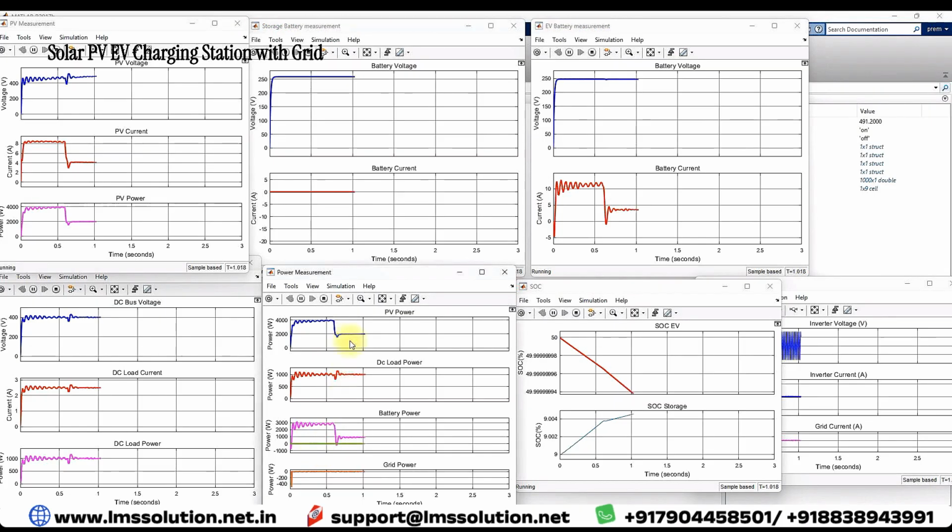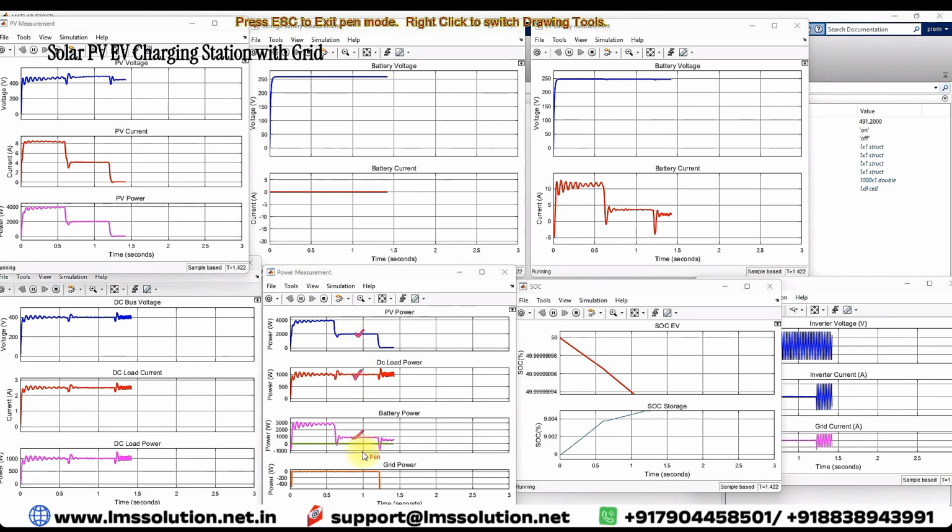Based upon the power availability of PV, the power is taken by the DC load. Now for 500 watts per meter square, the battery power is 2000. So that will be given to the DC load, and the remaining power goes to charge the EV battery. Now you can see that PV power goes to 0.